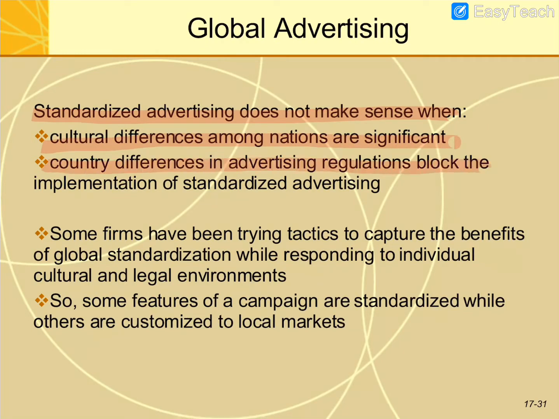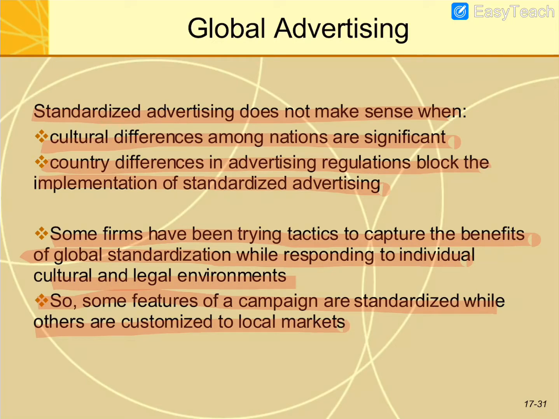Country differences in advertising regulation block the implementation of standardized advertising. So some firms have been trying tactics to capture the benefits of global standardization while responding to individual cultural and legal environments. So some features of the campaign are standardized while others are customized to the local market.